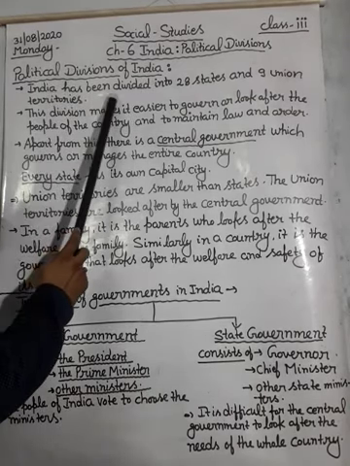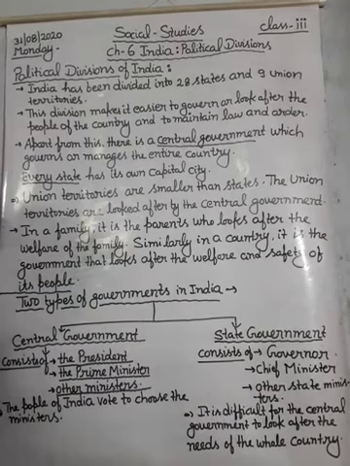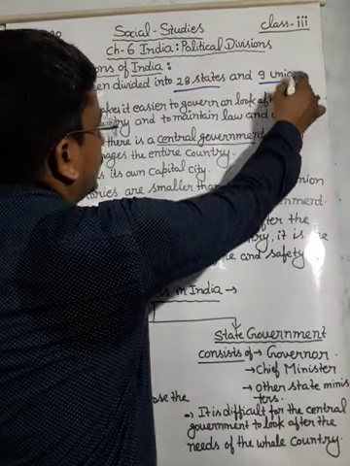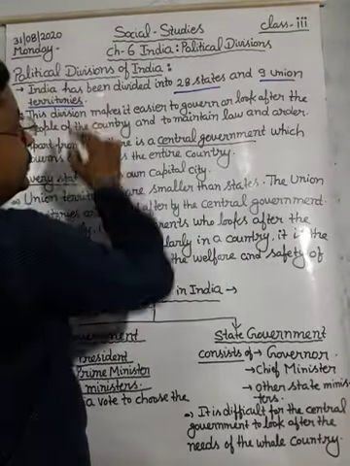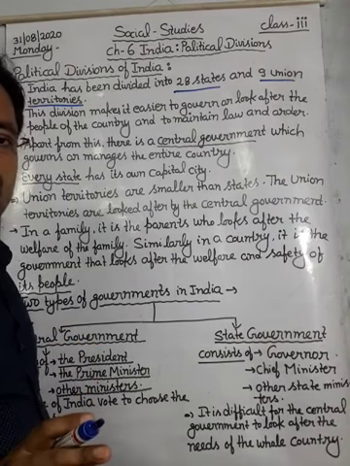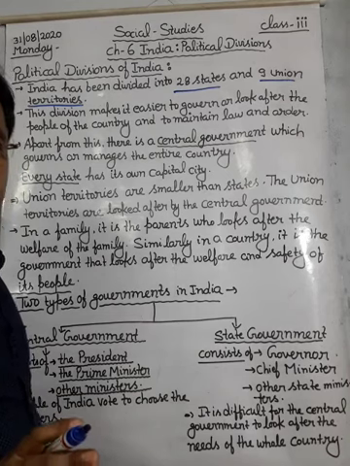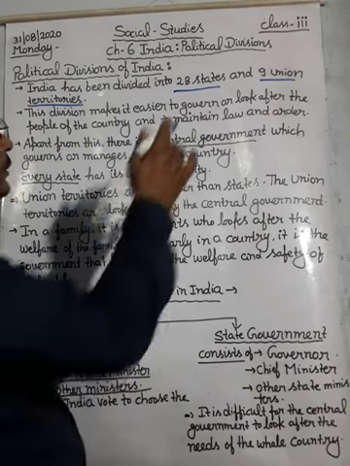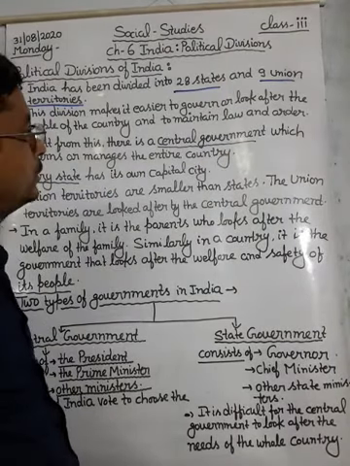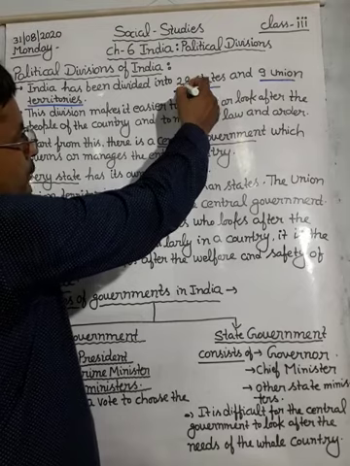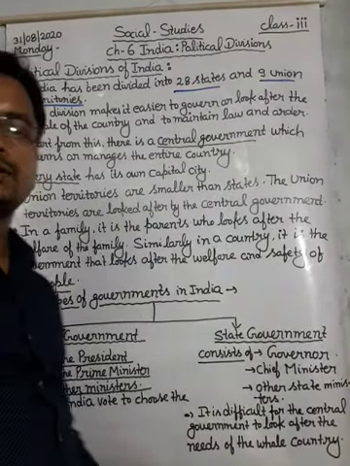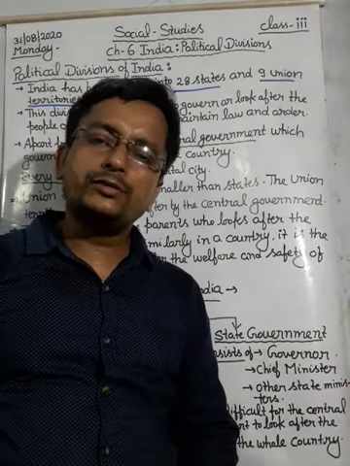India has been divided into 28 states. Yes, student, 28 states and 9 union territories. Earlier we had 29 states, but Jammu and Kashmir is out from the states, so there are 28 states. And earlier we had 7 union territories, but now we have 9 union territories.